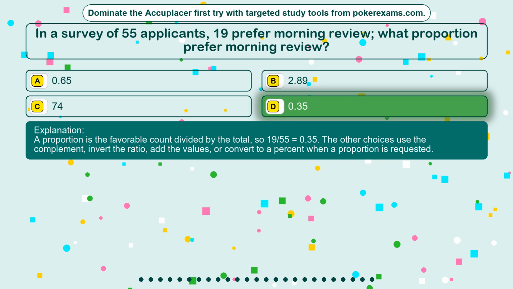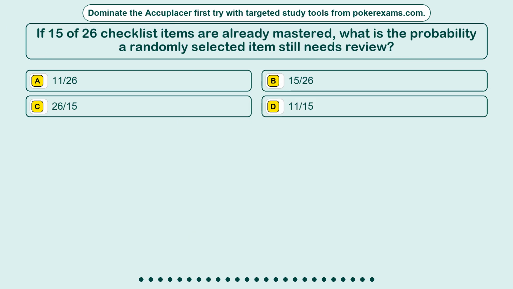Question 10. If 15 of 26 checklist items are already mastered, what is the probability a randomly selected item still needs review? Option A, 11/26. Option B, 15/26. Option C, 26/15. Option D, 11/15.